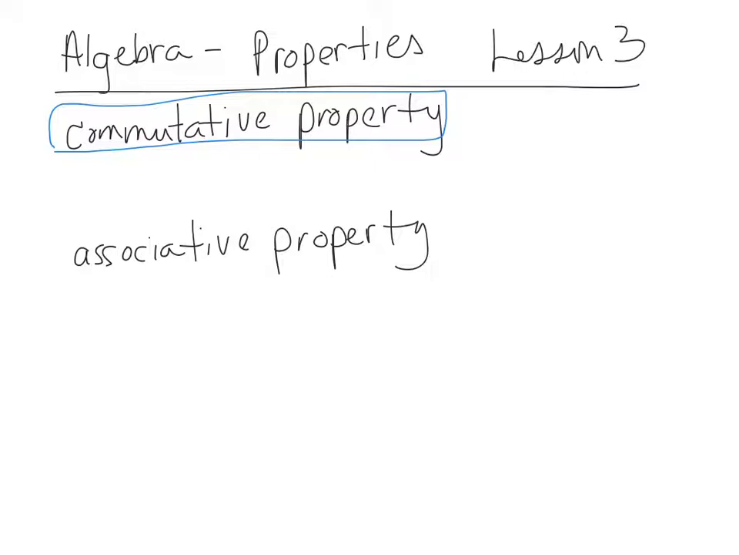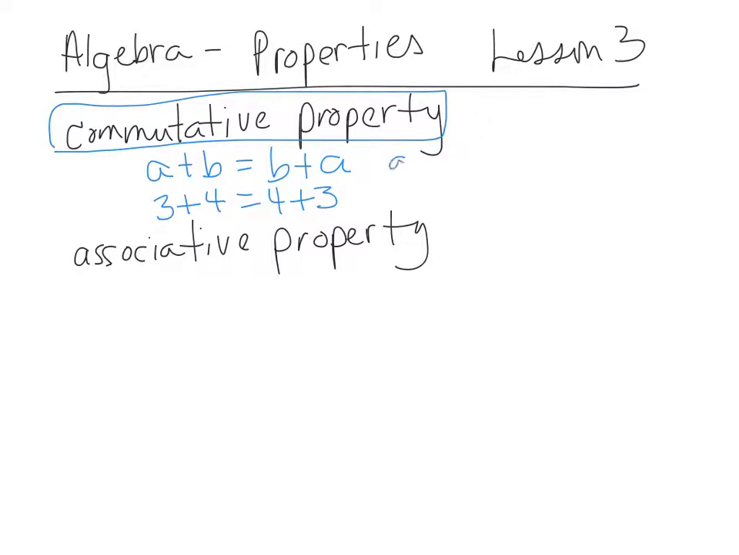So if I have a plus b, and we're using algebra, so we use variables, it's the same thing as b plus a. So let's substitute that in. If a is 3 plus b 4, it is the same thing as 4 plus 3, and so we get 7 on both sides. So it is commutative.